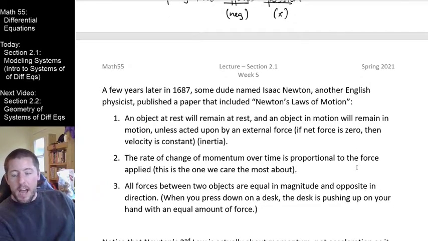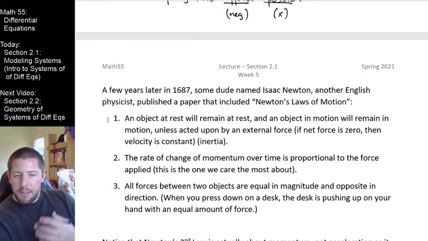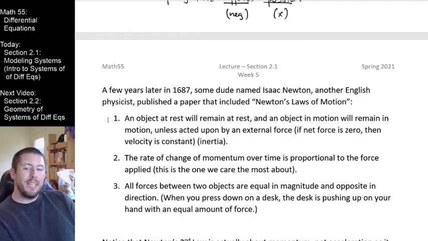There are 3 of them in here. I know that all of us are vaguely familiar with all of these. We want to identify which one we care about the most in this situation. His first law of motion says, and I know everybody's heard this phrase, an object at rest will remain at rest. An object in motion will remain in motion unless acted upon by an external force. If the net force acting on an object is 0, then the velocity is constant. That's what it's saying. And this is what we typically use layman's terms to describe as inertia. Please never say the word inertia to your physics professor.